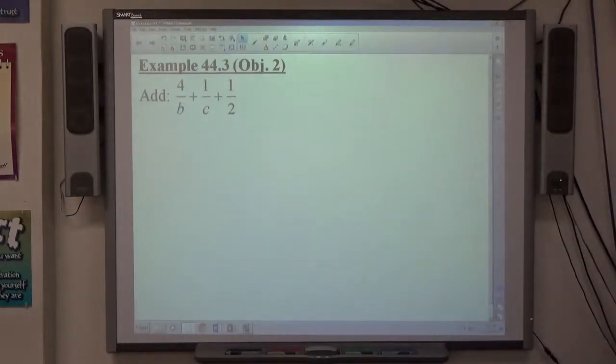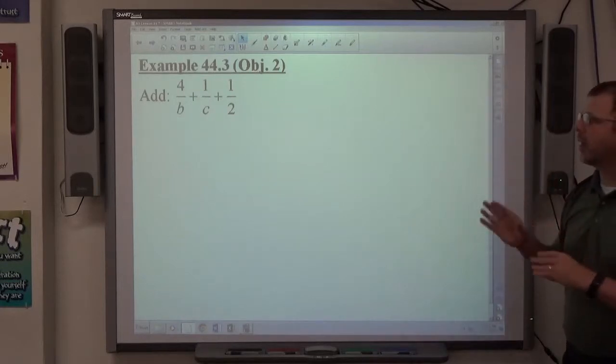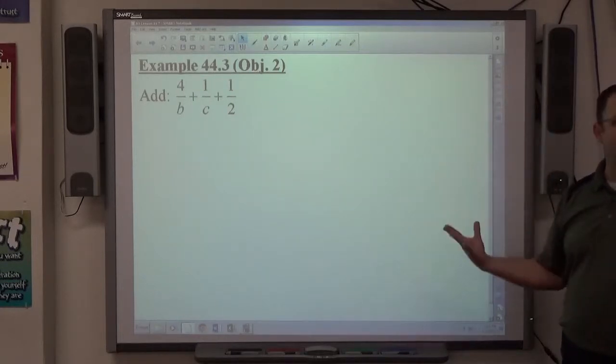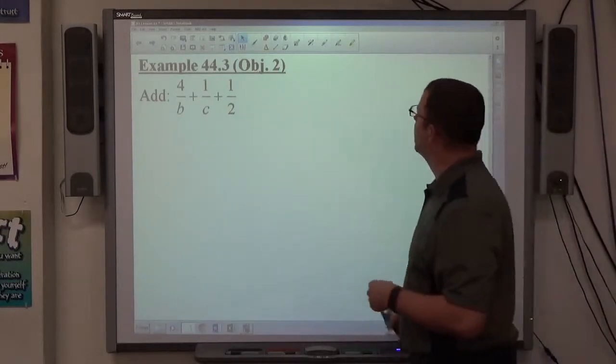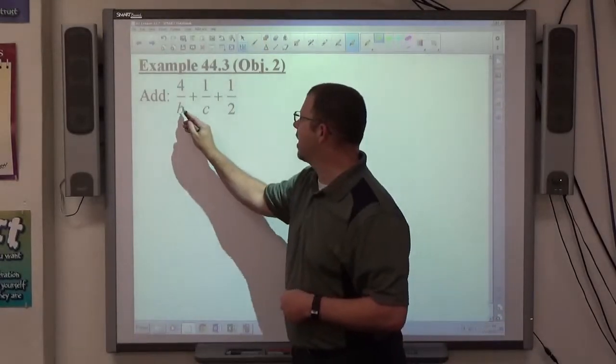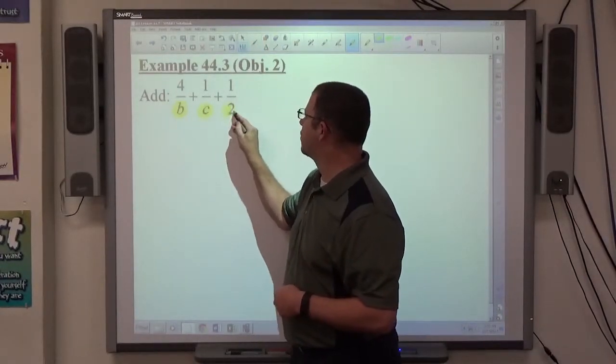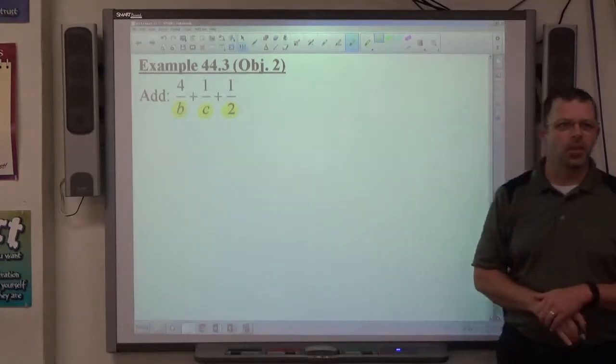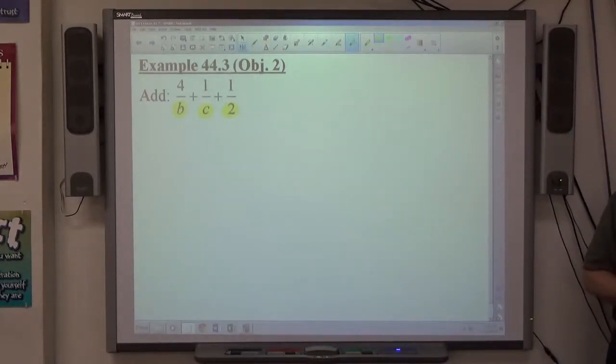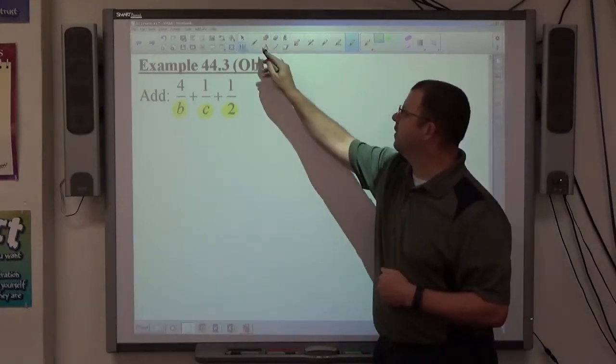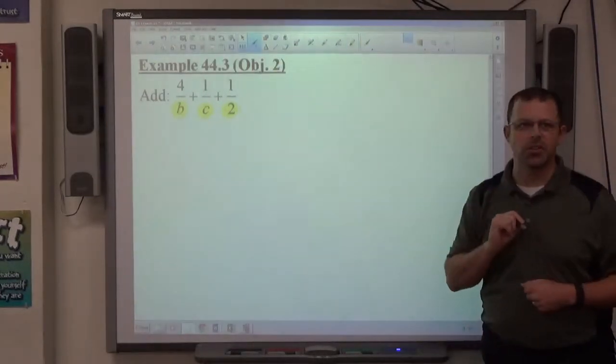All right, example 3, add 4 over b plus 1 over c plus 1 over 2. So once again, the directions say add. Again, I see fractions, so as soon as I see fractions, I focus on the denominators. And I can see this one very clearly, they're not the same, right? So this comes down to that least common multiple thing. And when we look at least common multiple, we're worried about the prime power factorizations of those denominators.